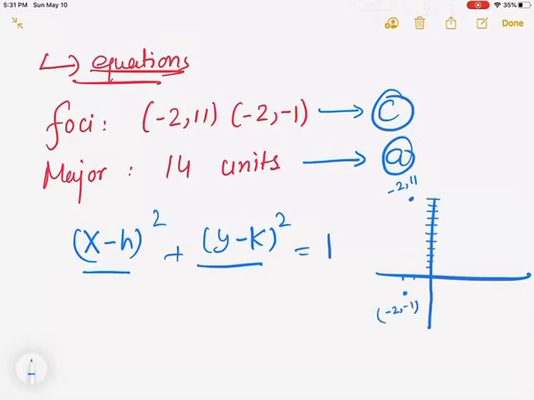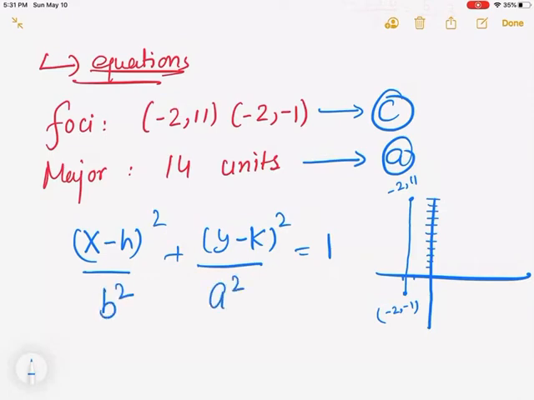So after plotting these two points, I know my major axis is going to be along the y-axis. I hope you remember foci is always on the major axis. Since if I connect these points, I know it's a vertical line, so that's going to be my major axis. So the A value, letter A, would be under y. So this is going to be A.